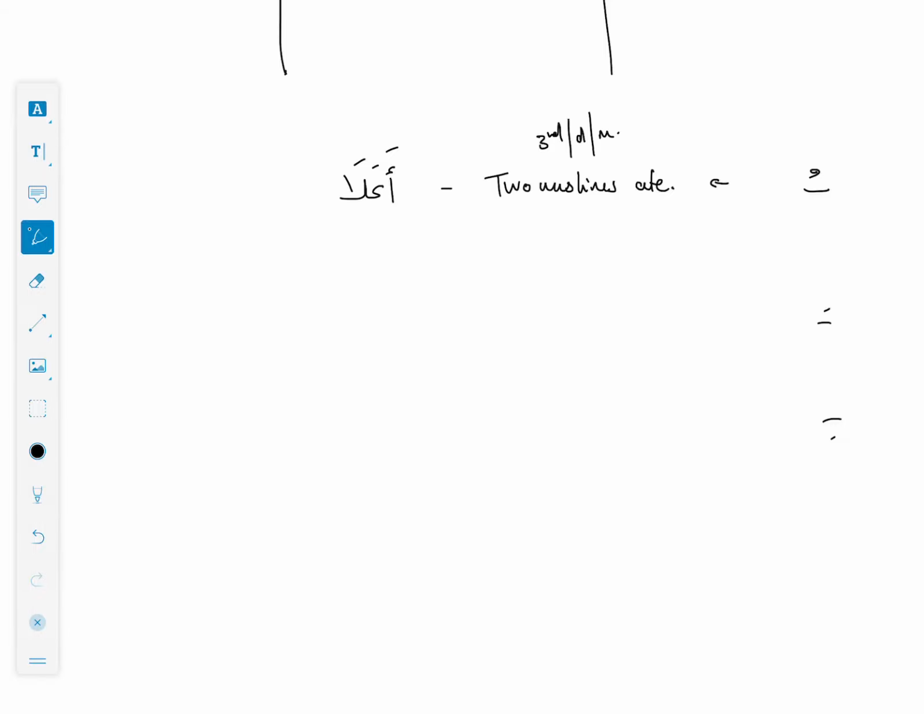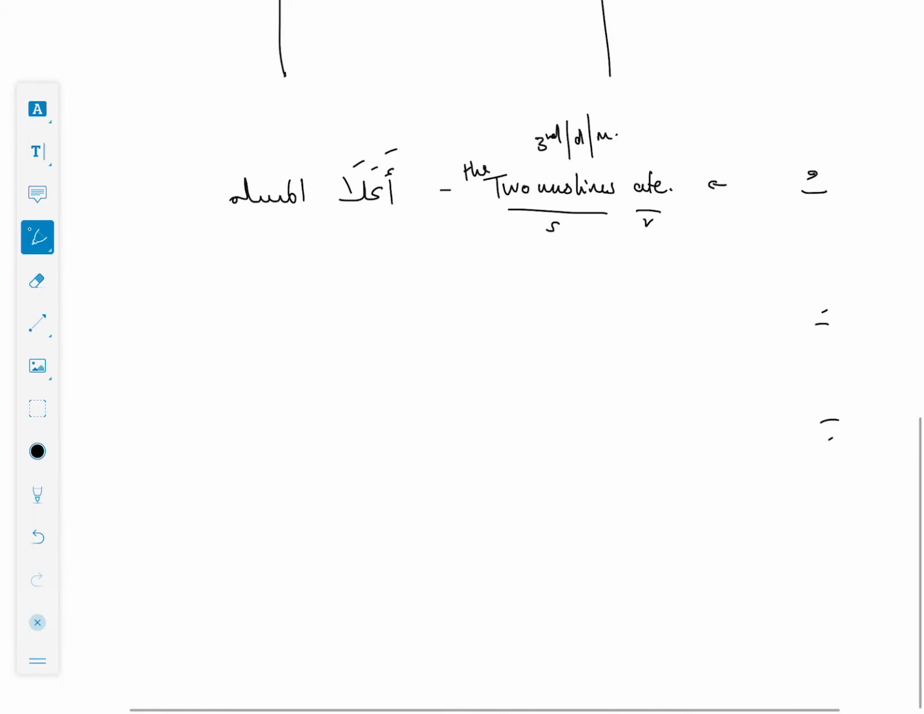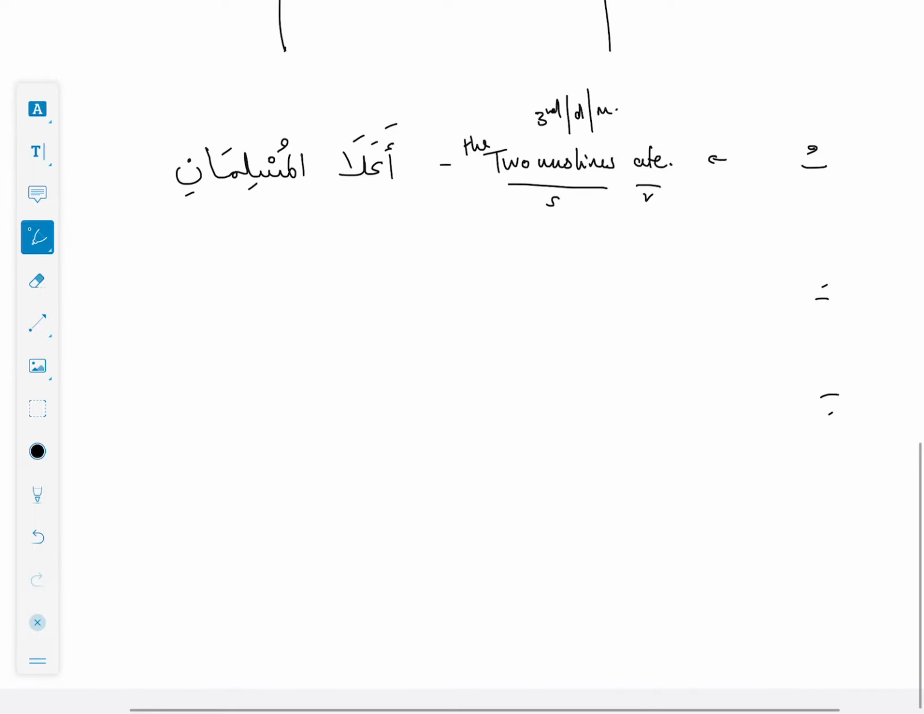Let's say the two Muslims. So the two Muslims ate. It'd be al-Muslim. Now Muslim here, because it's the subject of the verb ate, is in Dhamma state, right? Therefore the ending would be ani. Muslimani. So, akala al-Muslimani. Like so, right?